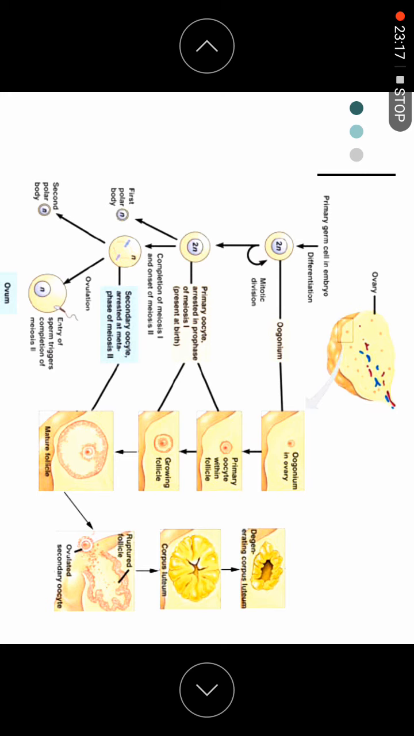Here is another picture. The growing follicle, and the mature follicle is called the Graafian follicle. The Graafian follicle will release the secondary oocyte. From the secondary oocyte, it leaves behind the empty follicle. We call it the corpus luteum.